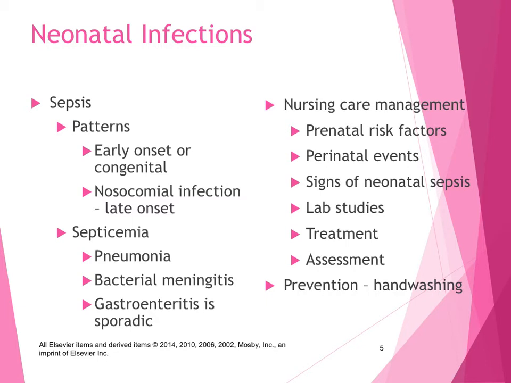Risk factors include a mom who had a prolonged labor, rupture of membranes greater than 18 hours, premature labor, or a UTI. So these are things that happen maybe intrapartum that would put the newborn at a higher risk of having sepsis. There are some other factors, maternal and neonate factors, that would also put them at higher risk.